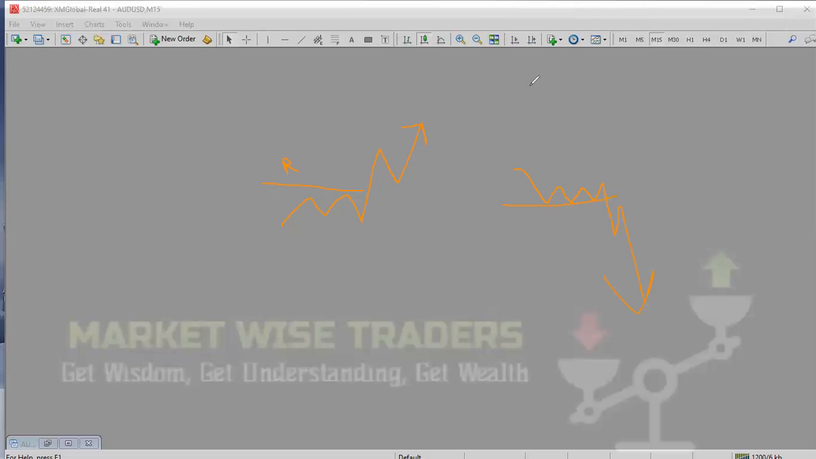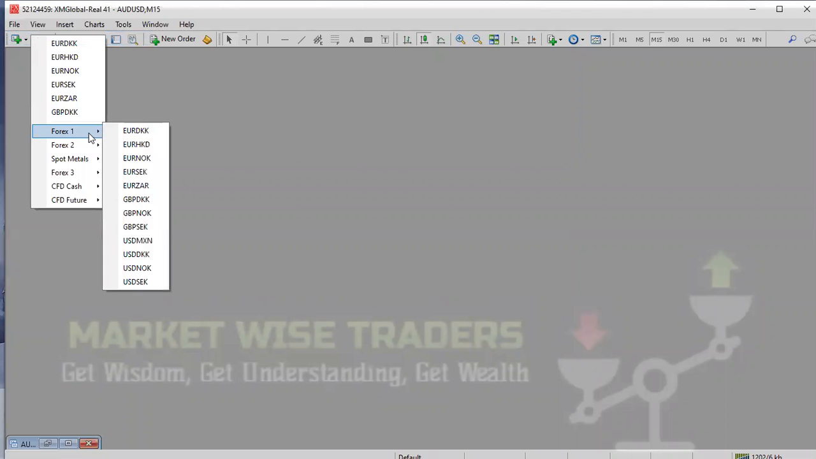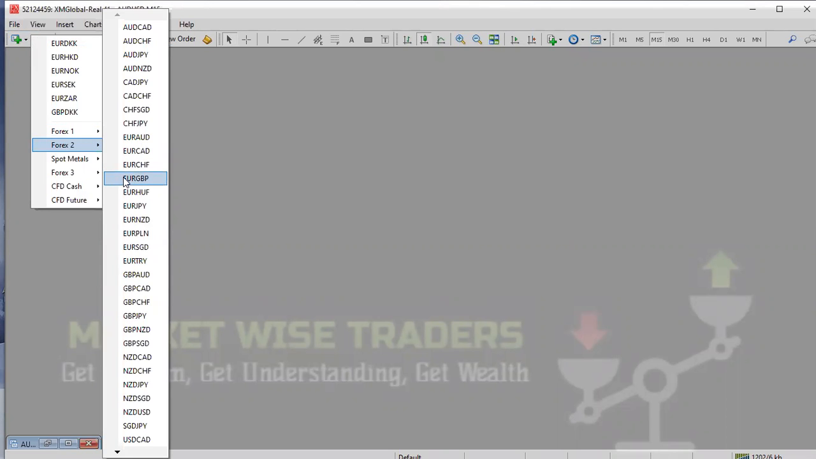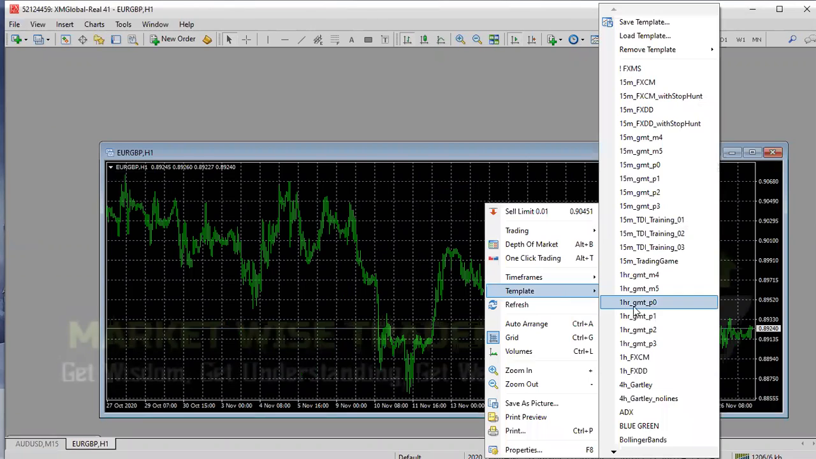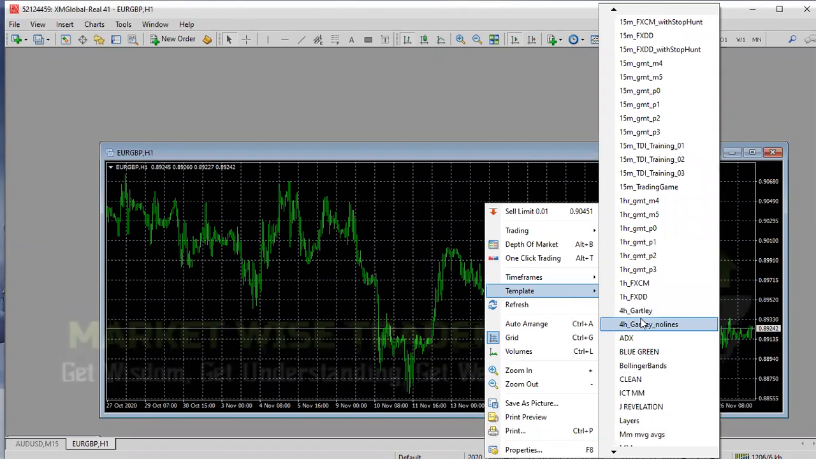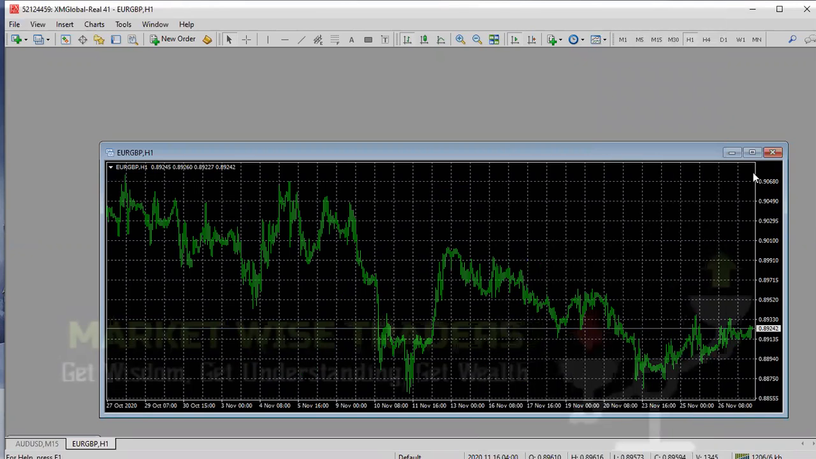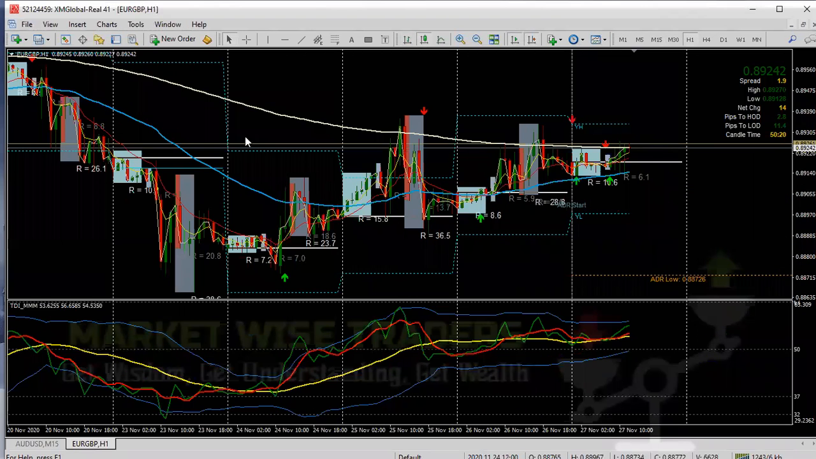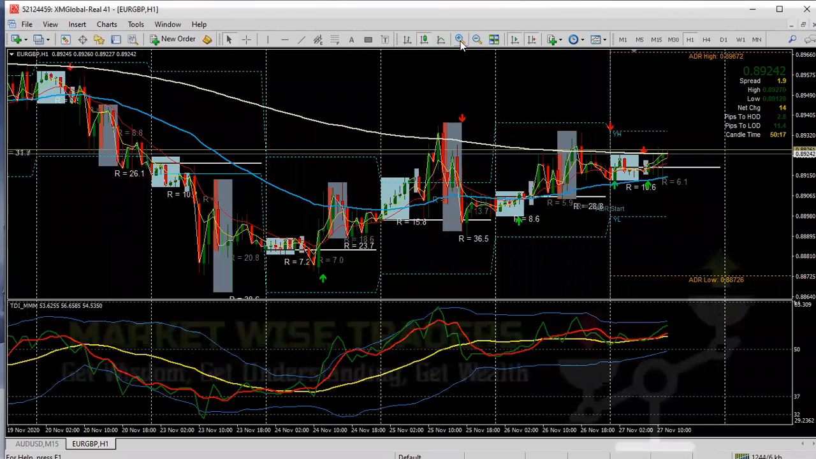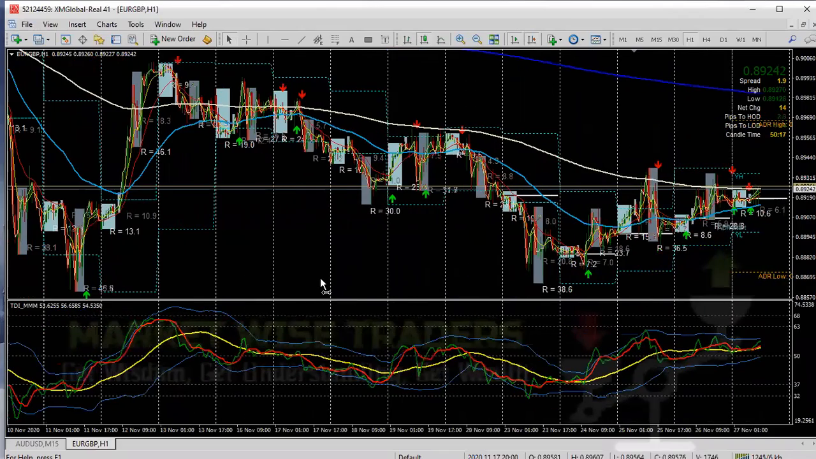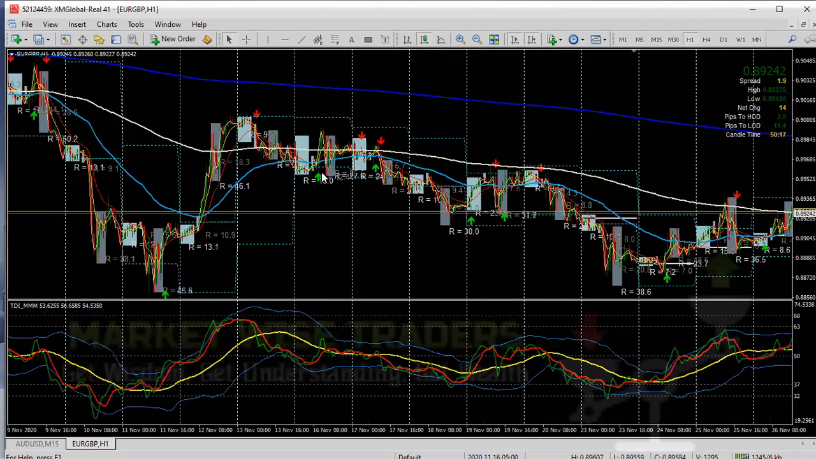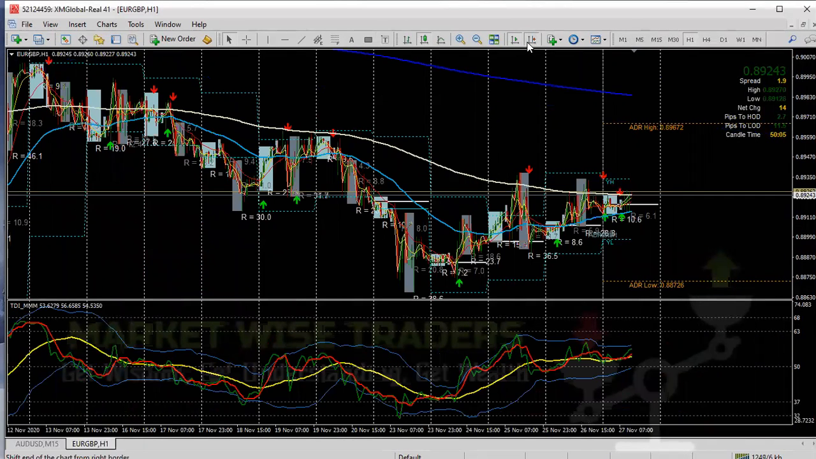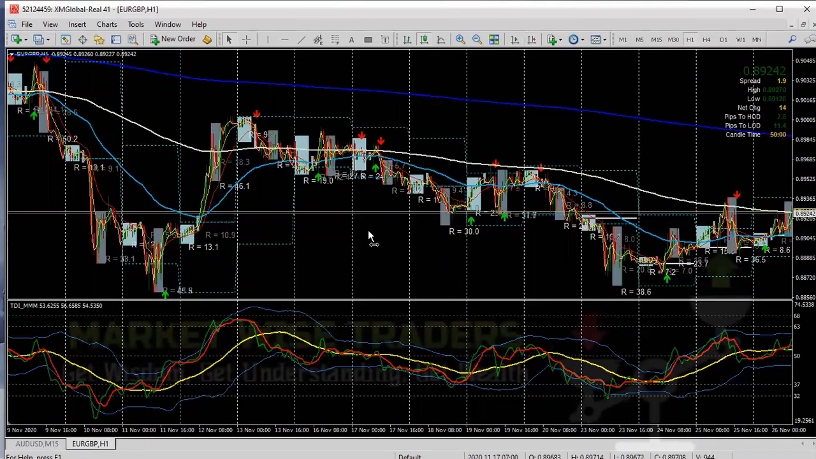Let's see if we can see that in any of our charts. Let me take Euro Pound. Let's have a look at this and see if we can see what I'm talking about. I'm using H1. Already here you can see it just over here. Perceived support which he broke. Let me mark a line. It happens on every time frame.